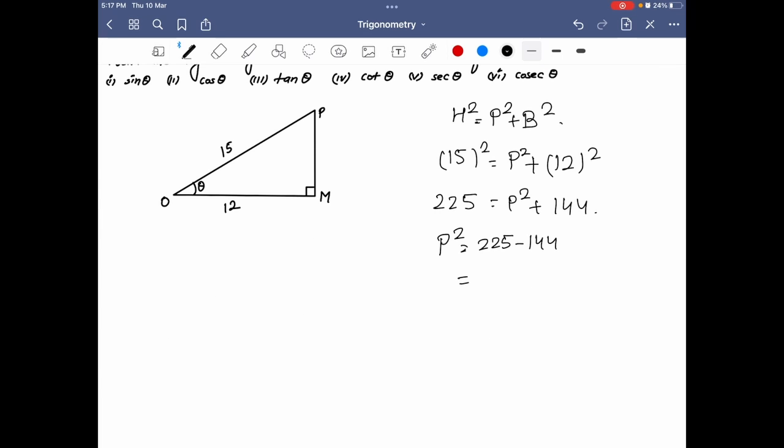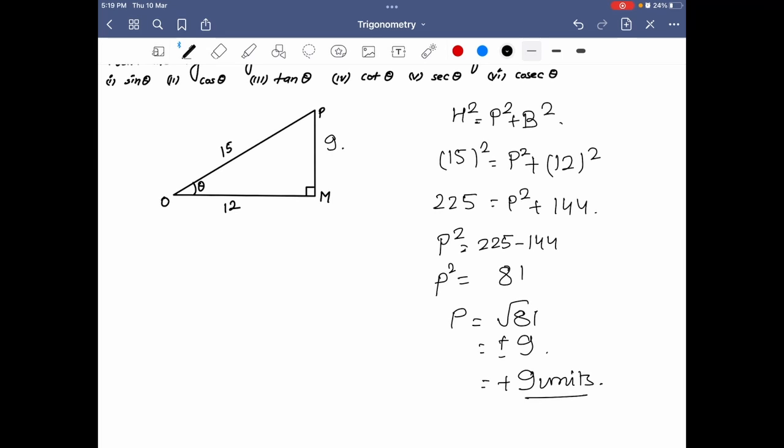Now p square will be 225 minus 144. After subtracting 144 from 225, we'll get the value as 81. So p square will be equal to 81. But we have to find the value of p, which will be equal to root over 81, which will give us plus minus 9. Since it is the value of a side, we'll take only the positive value, that will be 9 units.